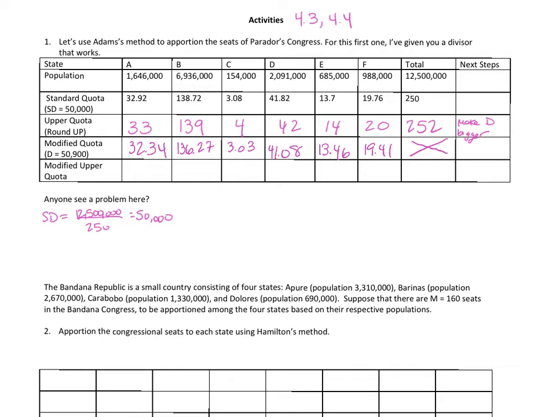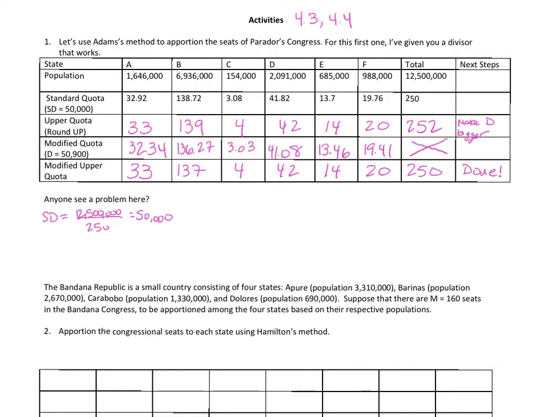So I'm going to round each of these numbers up, and I get 33, 137, 4, 42, 14, and 20. And when I add them together, I get 250, which means I'm done. I got exactly 250.